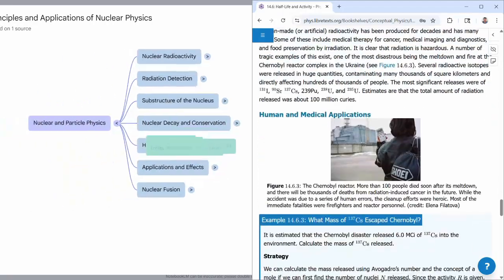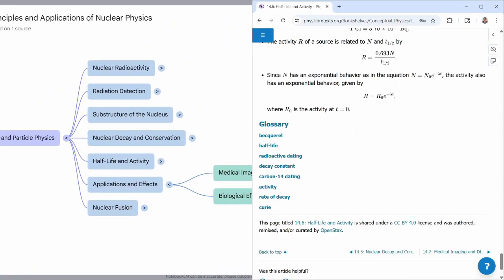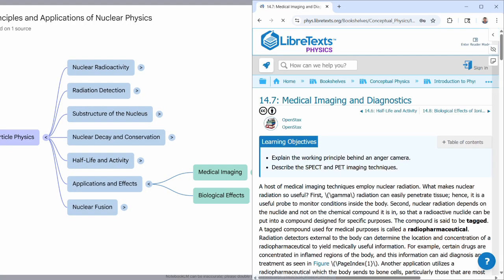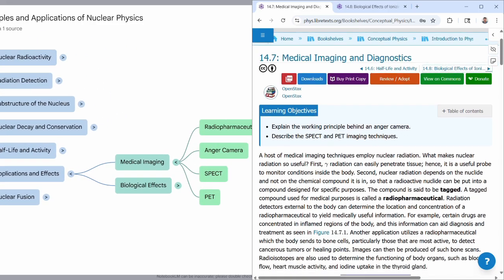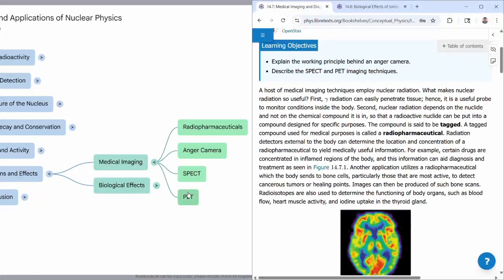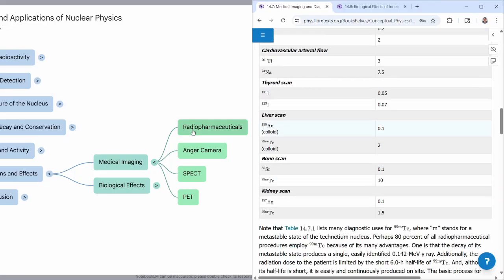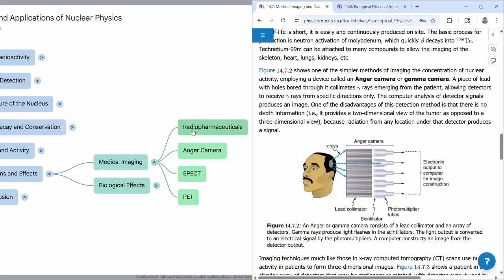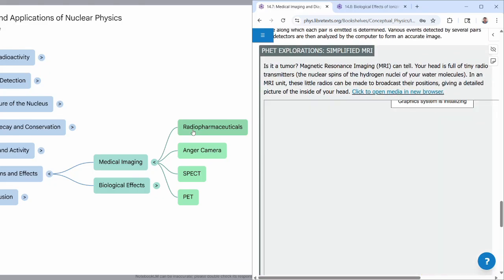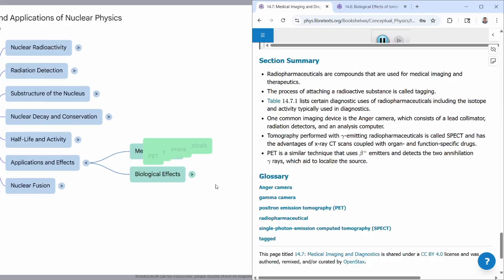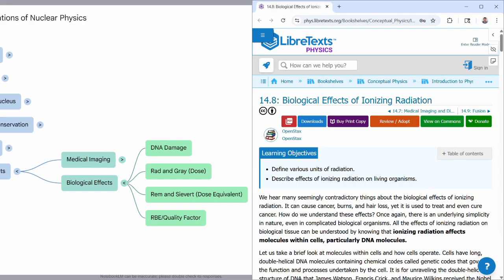Applications and effects. I think that's probably the same material that's covered in sections 14.7 and 14.8. Yeah, medical imaging, that's section 14.7. Radiopharmaceuticals and so on. I think there's a homework question covering these, or maybe it's the essay question. If it's an essay question, you will see them in lecture 30 as I do the overview of Unit 4 essay questions. And biological effects, that's sort of about the dangers of ionizing radiation.